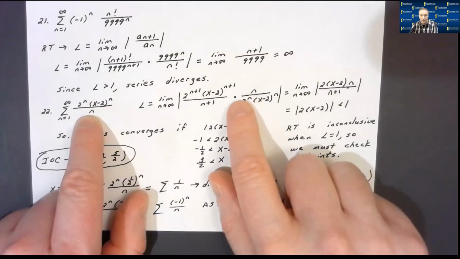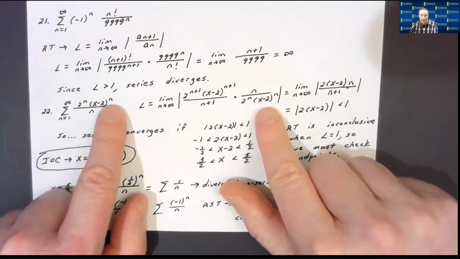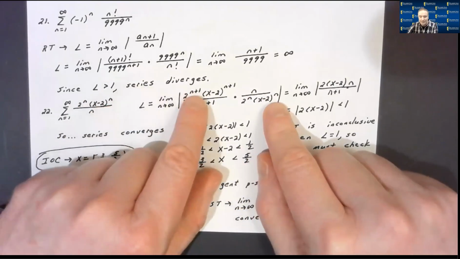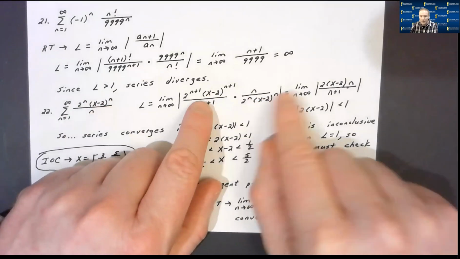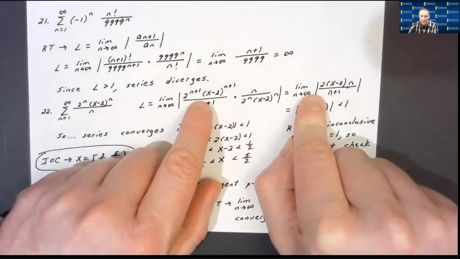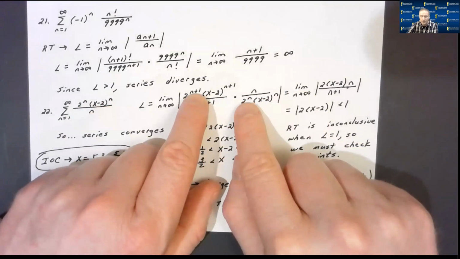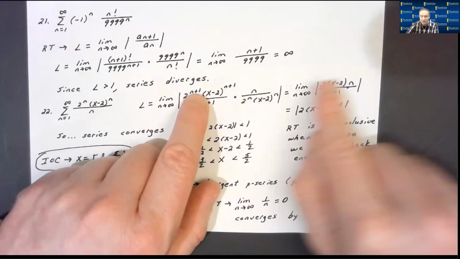Well, I'll multiply by the reciprocal of a sub n, with n in the numerator, 2 to the n in the denominator, and x minus 2 to the n in the denominator. Now, I take this multiplication problem, I simplify it. I can say, well, this is going to become the limit as n approaches infinity. And I know that I'm going to have one more factor of 2 in the numerator. 2 to the n plus 1 divided by 2 to the n gives me a 2 in the numerator.